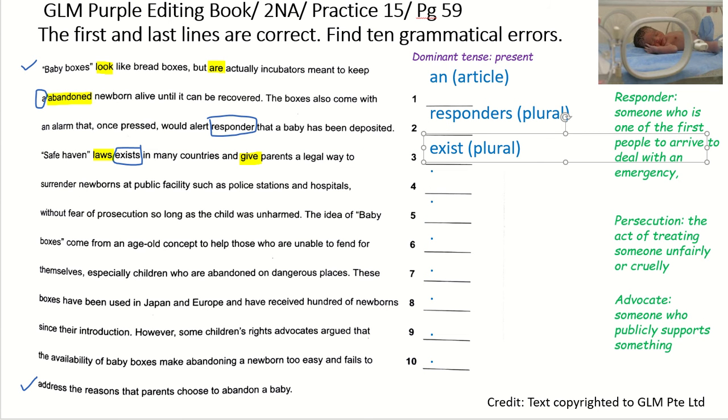A legal way to surrender newborns. Surrender means give up, right? Give up the newborns at public facilities such as police stations and hospitals. There's more than one place. So this would be plural form, right? Plural form, facility ends with a Y, so it should be I-E-S. Okay, that should be in plural form of facilities.